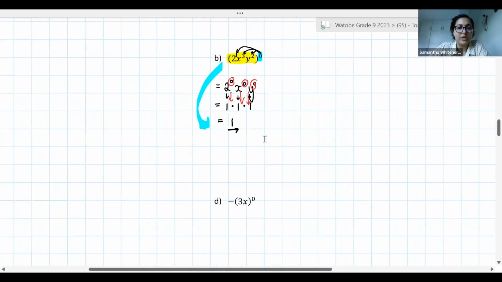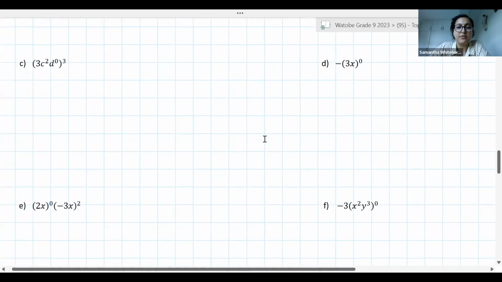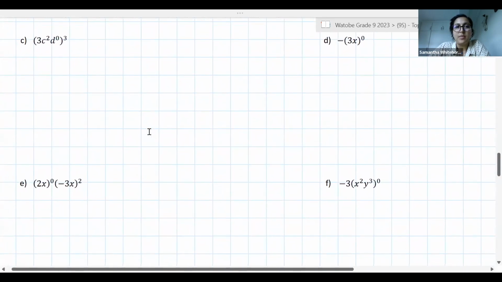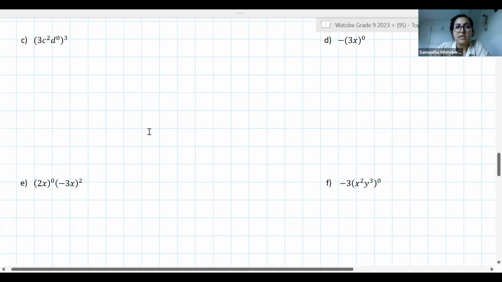Alrighty. So what I want you guys to try for me are these 4: C, D, E, and F. Think carefully about where that 0 exponent is sitting. Think carefully about which values are being affected by the 0 exponent. And then you're welcome to put answers in the chat. Just remember to number them.